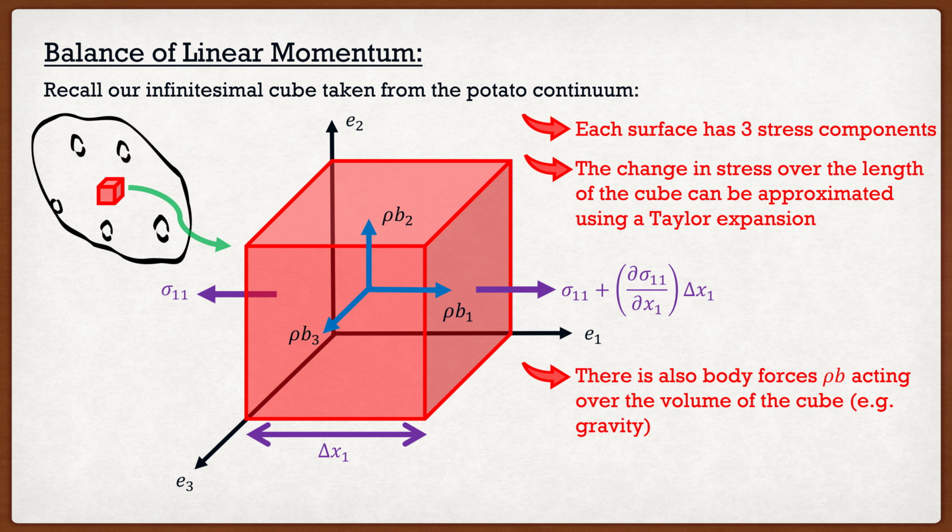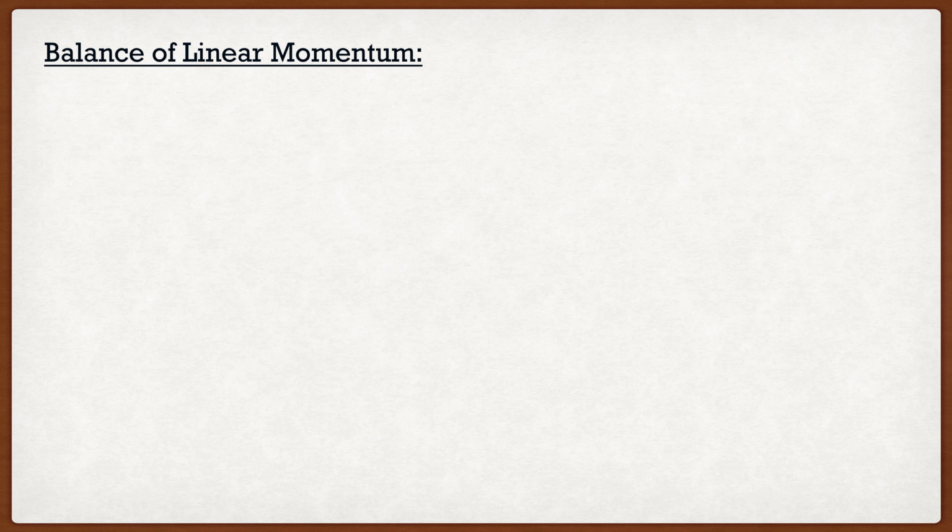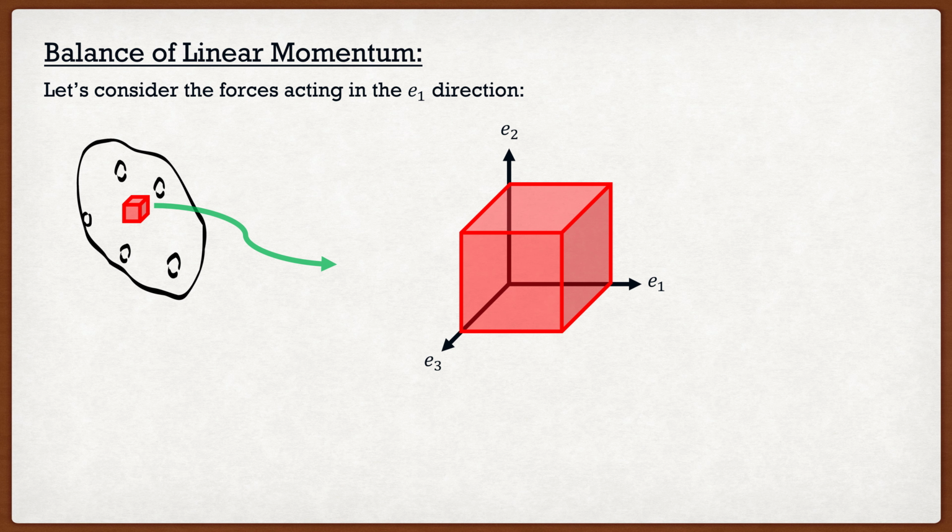All right, so with this methodology, we can move on to the balance of linear momentum. What we're going to do is take that same cube, but to make it more simplified, we're only going to consider the forces in the E1 direction. So I'm going to take my cube out, and I'm just going to label all of my forces in the horizontal direction. The one we've already talked about: on one side, we have sigma 1,1, and on the other side, we have sigma 1,1 plus the change in sigma 1,1 over that distance, delta x1.